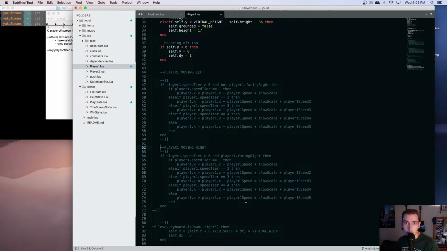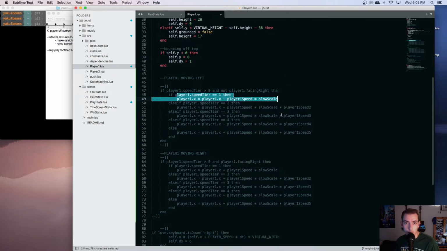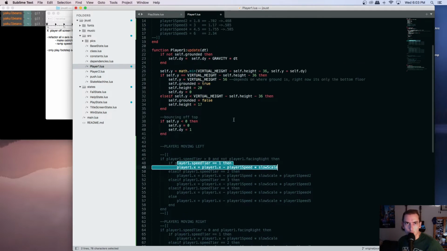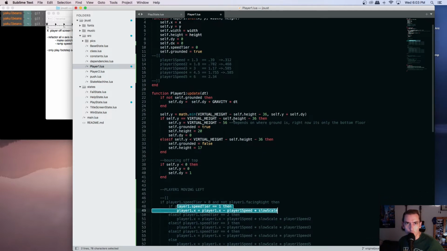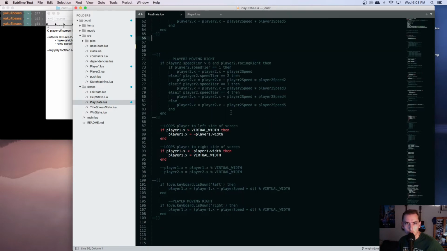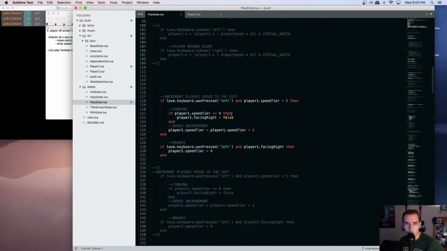then if it's speed tier 1, modify x by subtracting the tier 1 speed. Then if it's speed 2, and then okay, that's really simple. So self.speed tier, and then player 1.speed tier.